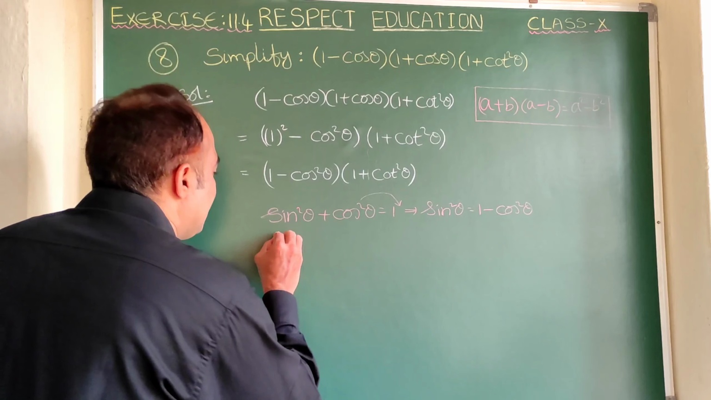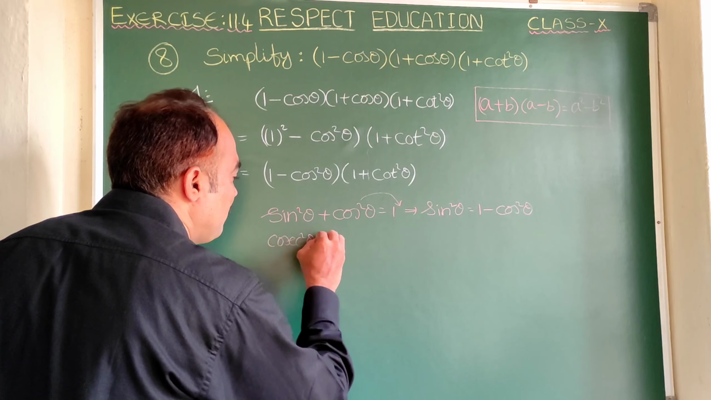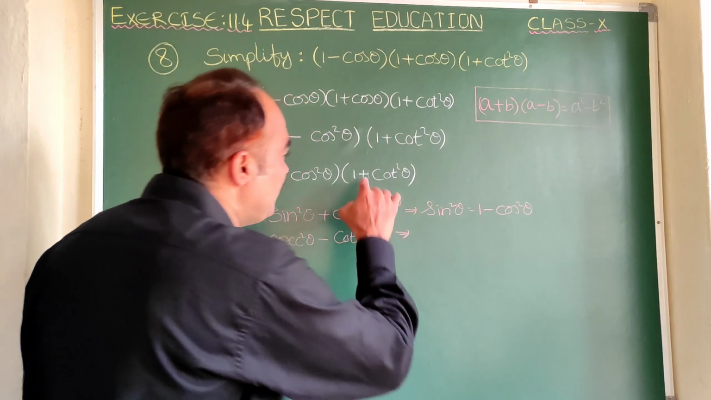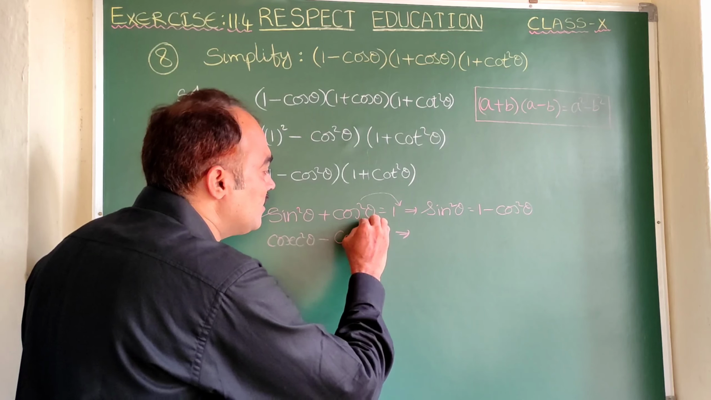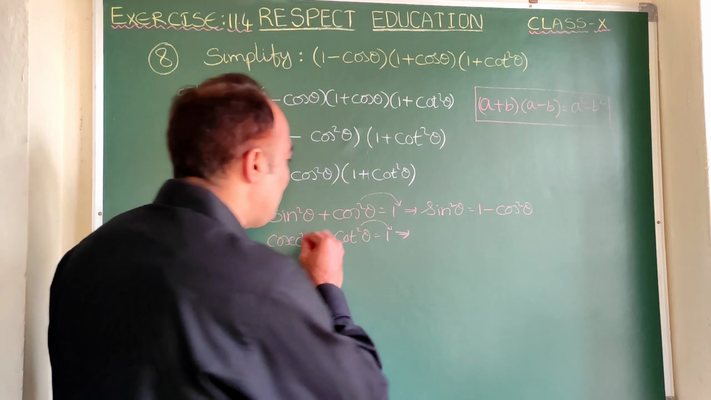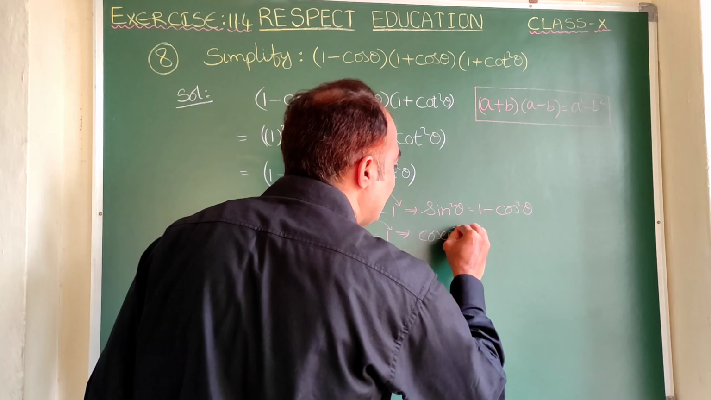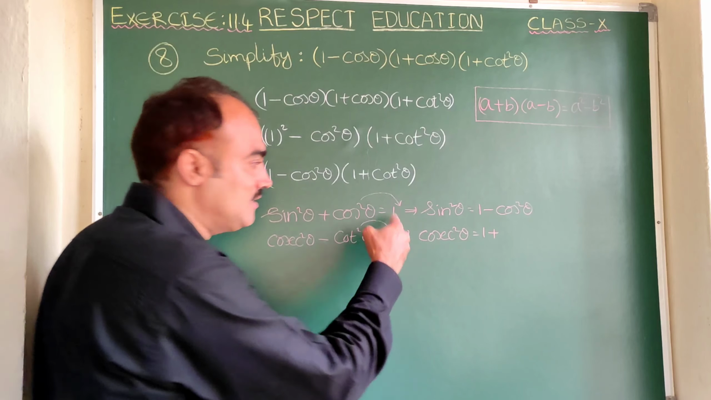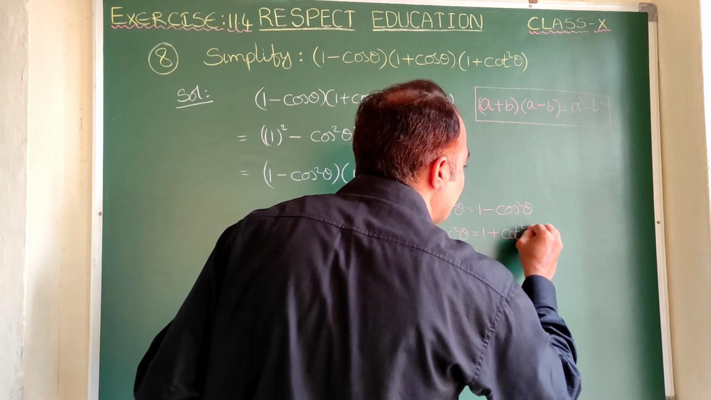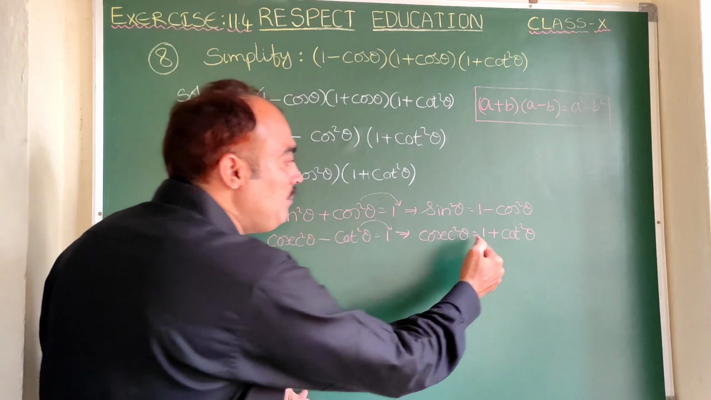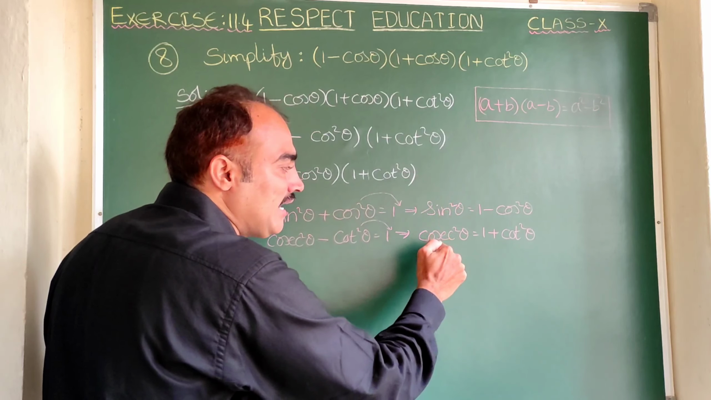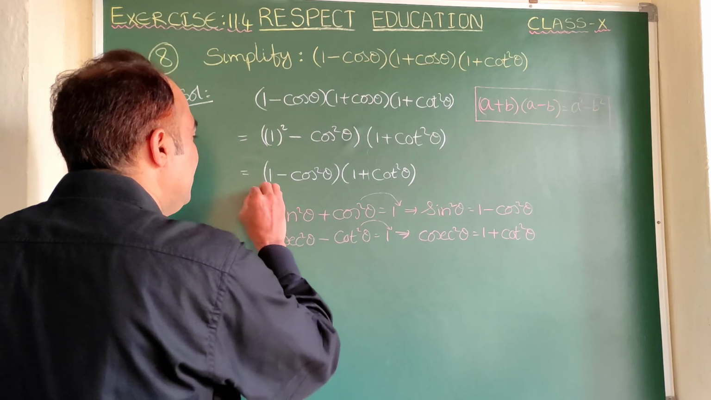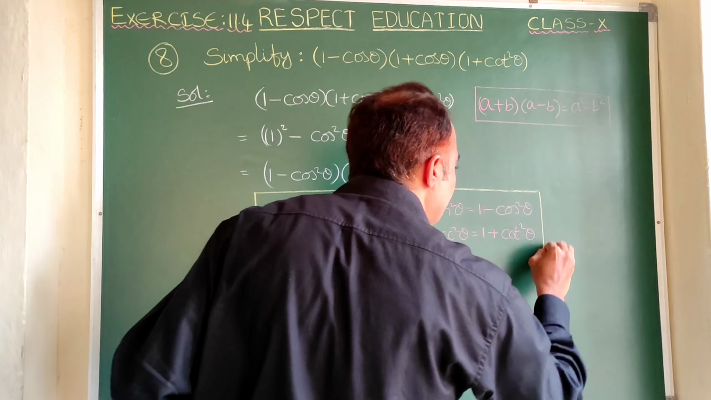Now we have one more identity, that is cosecant square theta minus cot square theta is equal to 1. From this we need 1 plus cot square theta. So send this cot square theta to the right side. Now what is left here? Cosecant square theta is equal to 1 plus cot square theta. That means you need to understand that in place of 1 plus cot square theta we can write cosecant square theta. So let us apply these formulas in the next step.